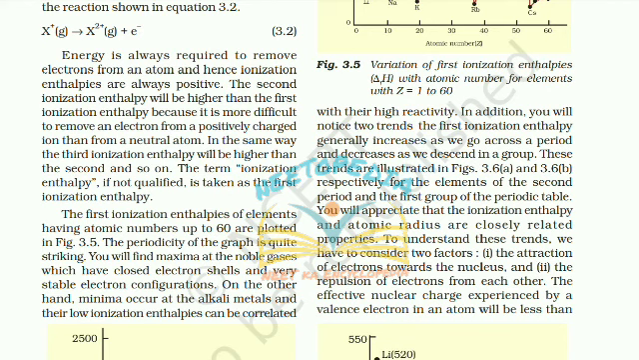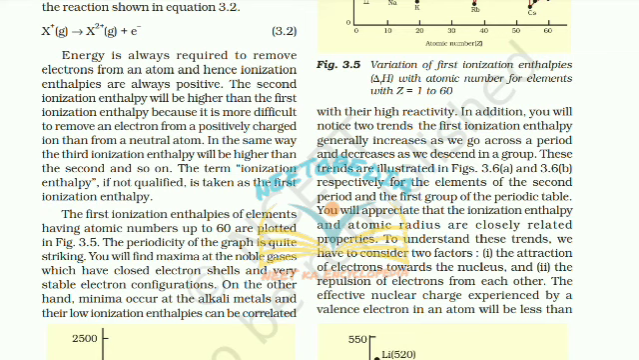The first ionization enthalpies of elements having atomic numbers up to 60 are plotted in figure 3.5. The periodicity of the graph is quite striking. You will find maxima at the noble gases which have closed electron shells and very stable electronic configurations. On the other hand, minima occur at the alkali metals and their low ionization enthalpy can be correlated with their high reactivity. In addition, you will notice two trends in the first ionization enthalpy. It generally increases as we move across a period and decreases as we descend in a group.